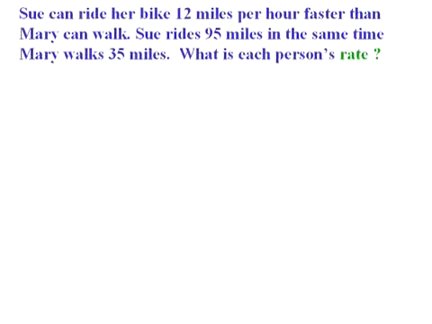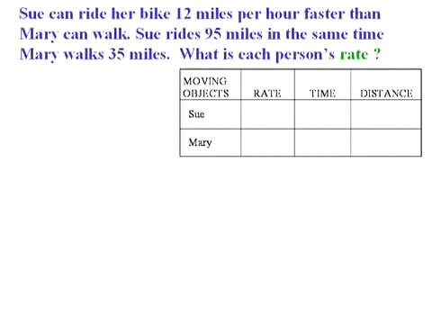Sue can ride her bike 12 miles per hour faster than Mary can walk. Now Sue rides 95 miles in the same time Mary walks 35 miles. These are some serious jocks. The question is, what is each person's rate?